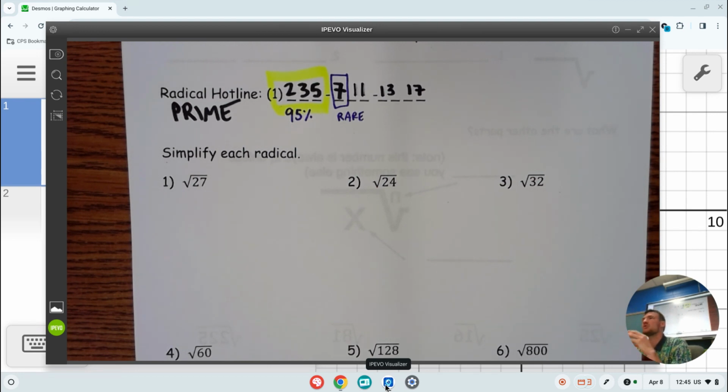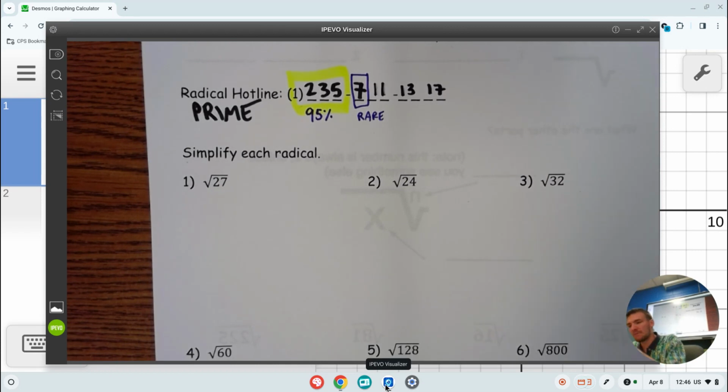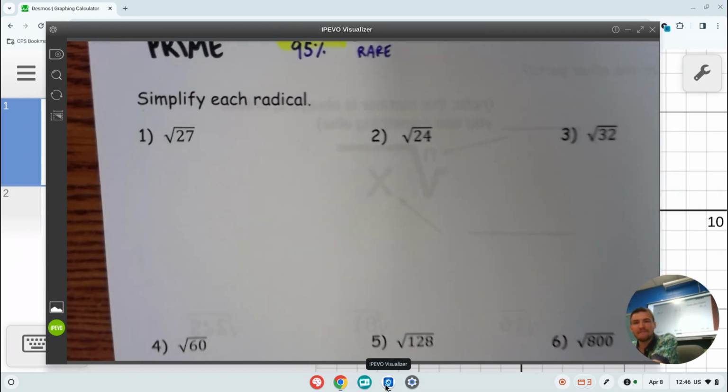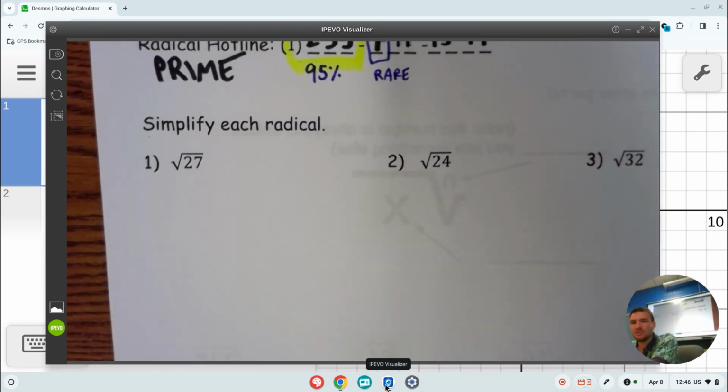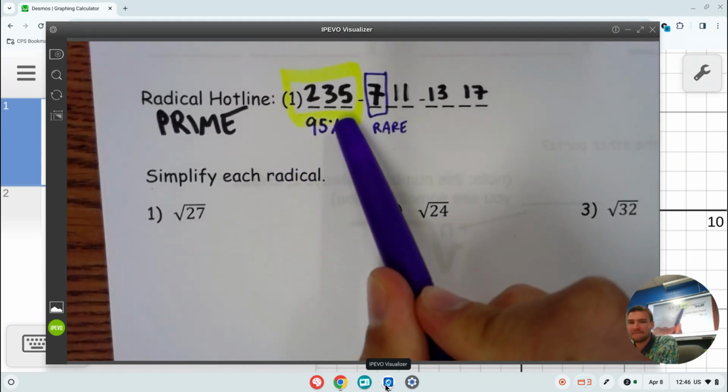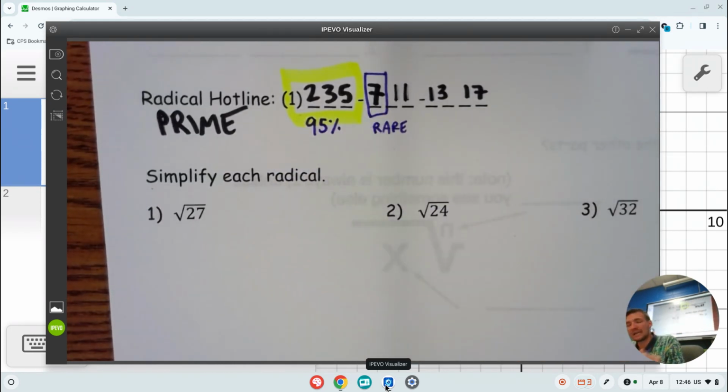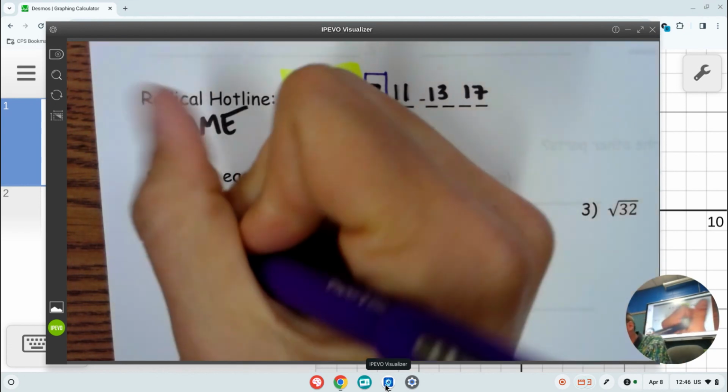And so what we're going to try to do is figure out, instead of square rooting the whole thing, can we square root only part of this 27, right? The whole 27 is not perfect. Maybe a little bit of it is perfect, and we can just leave the extras inside. So that's our strategy. We're going to begin with prime factorization. We're going to use these numbers, 2, 3, 5, maybe 7. And we're going to try to break down these numbers.